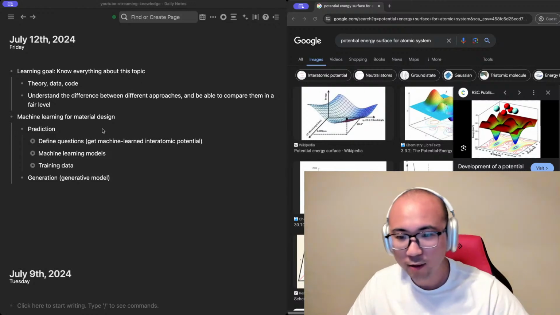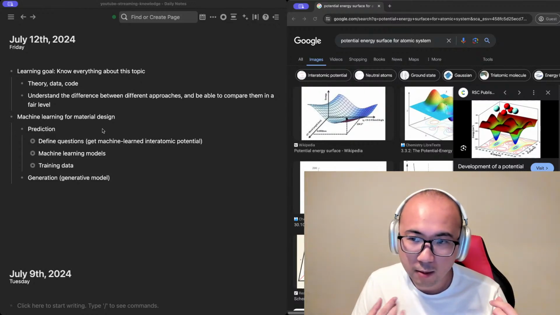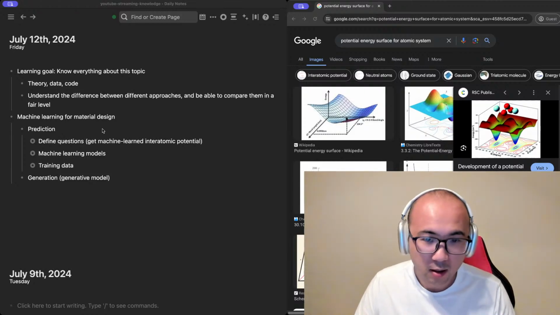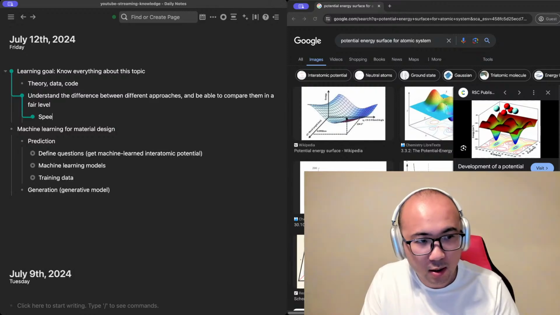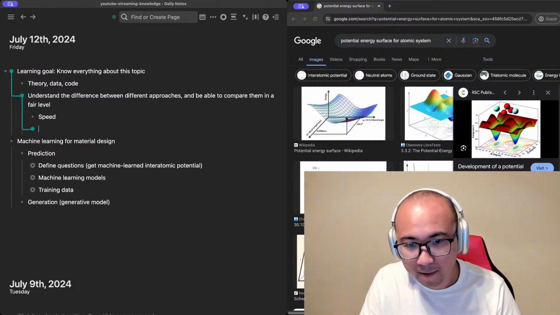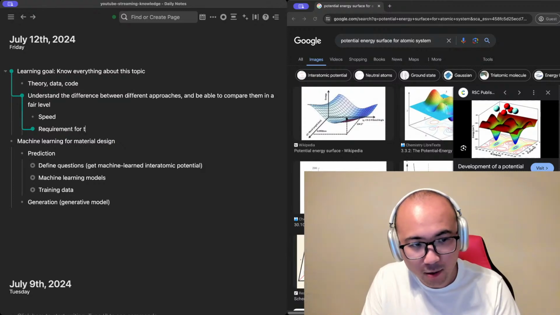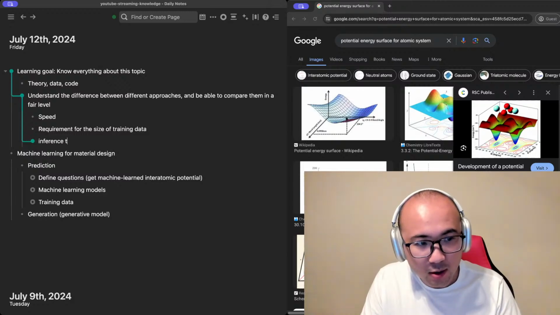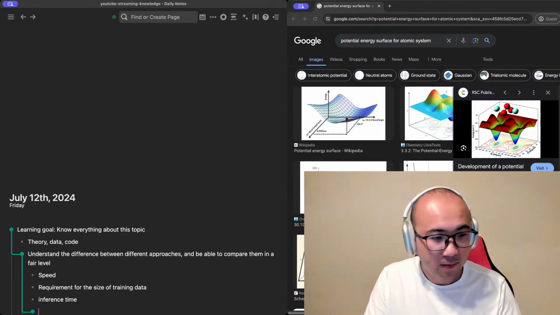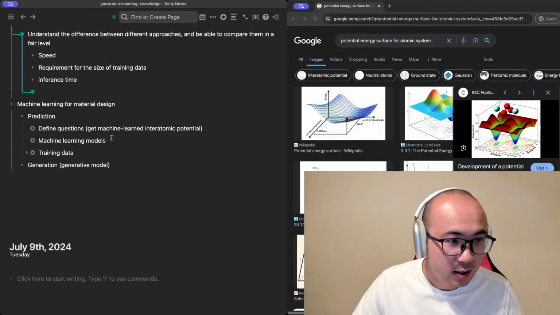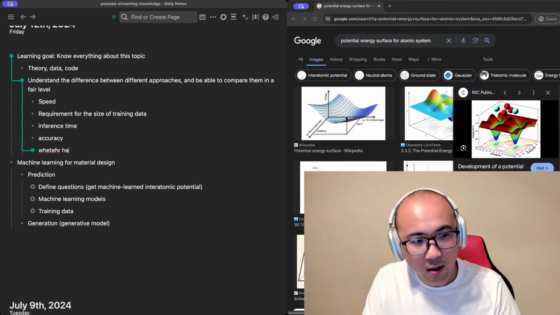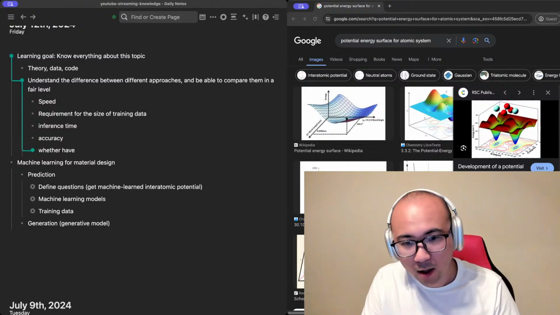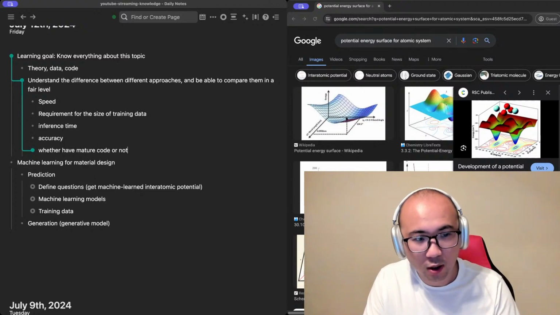We want to compare different methods according to some criteria, for example speed, the requirement for the size of training data, maybe inference time, accuracy, and whether they have mature code or not.